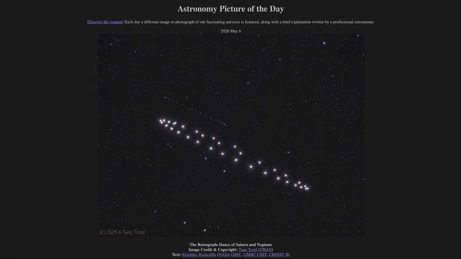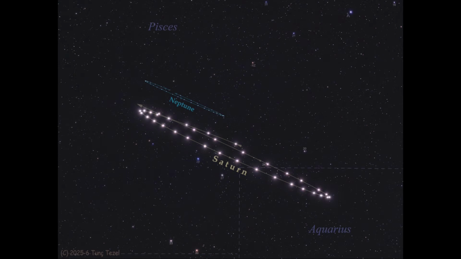Today's picture is titled The Retrograde Dance of Saturn and Neptune. So, what do we see here? Well, here we see multiple images of two planets in the sky, and that would be the planets Saturn, the brighter one towards the middle of the image, and Neptune, the very faint loop up above.